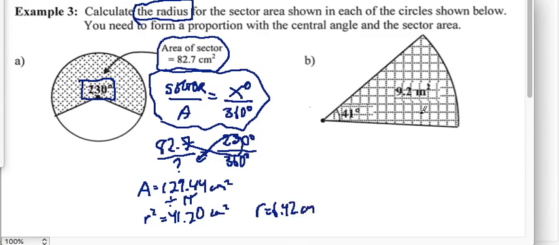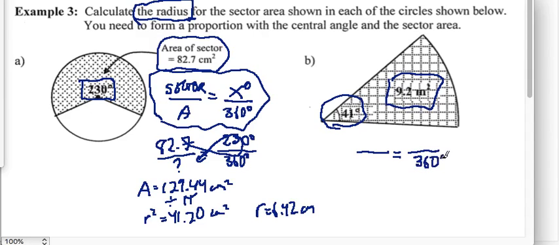Okay, let's do another example like this just to see. I look and I see the information I have here. I've got a sector area. I've got a central angle. I don't have a radius, and I'm being asked for a radius. So I set up my proportion and fill in the spots with the information that I know.